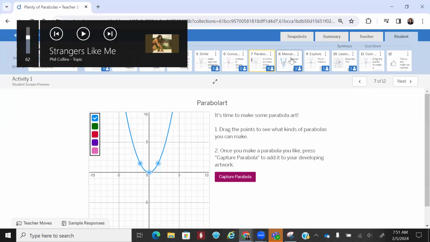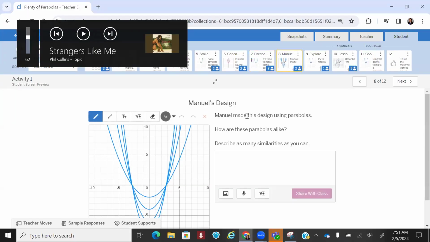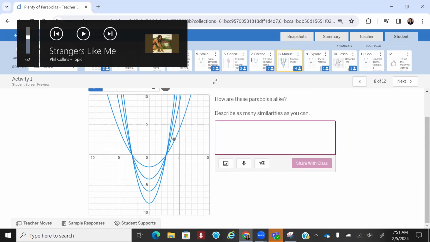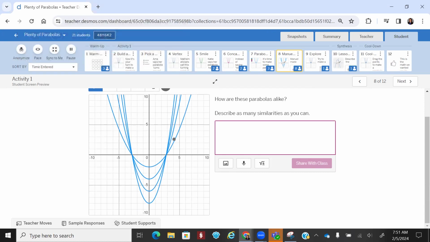All right, so hopefully you made some art. Okay, so now how are these parabolas alike? Describe as many similarities as you possibly can. Using the vocab that we've learned, we've talked about x-intercept, concave up and down, vertex, max and min. Go ahead and take a moment, describe as many similarities as you possibly can about all of these, okay?